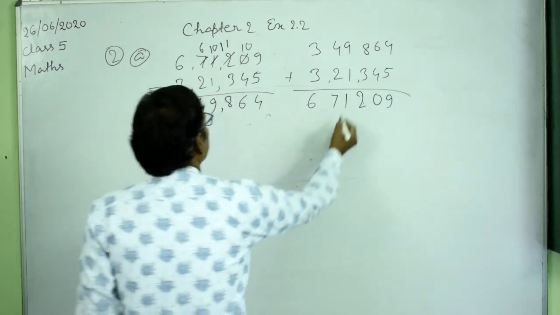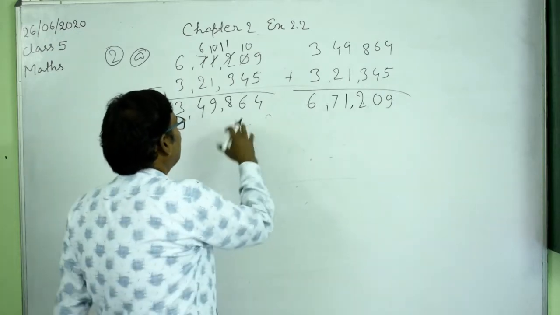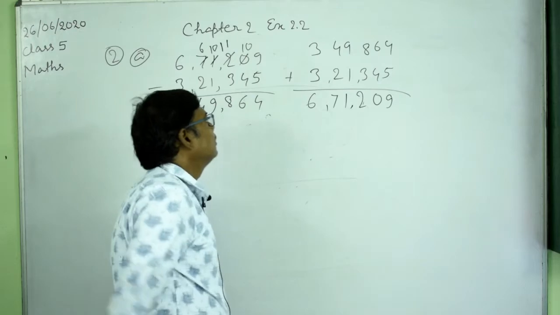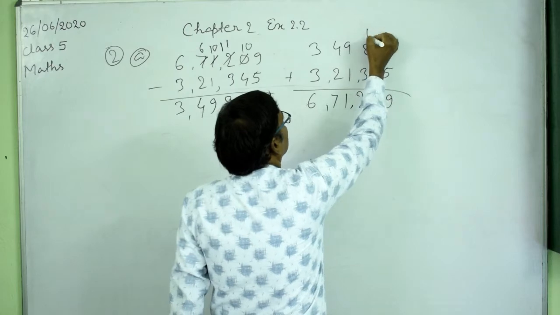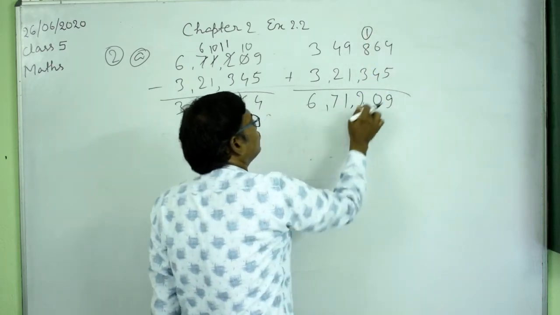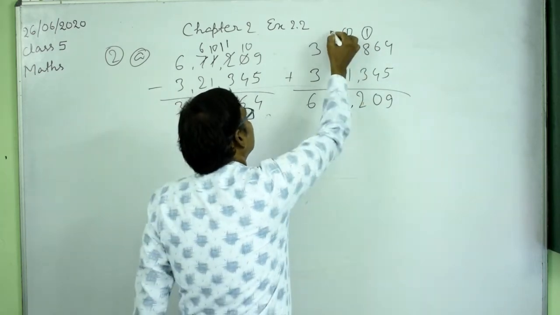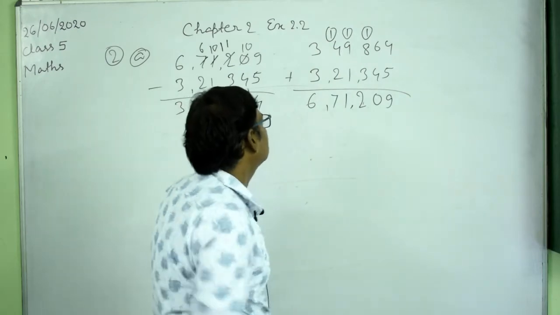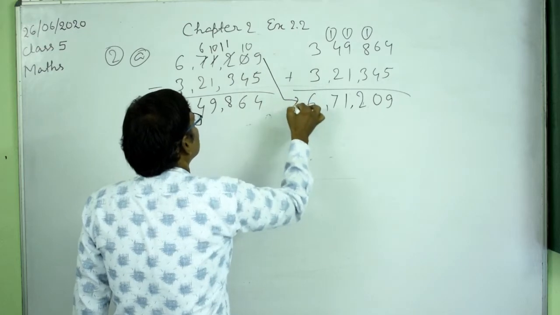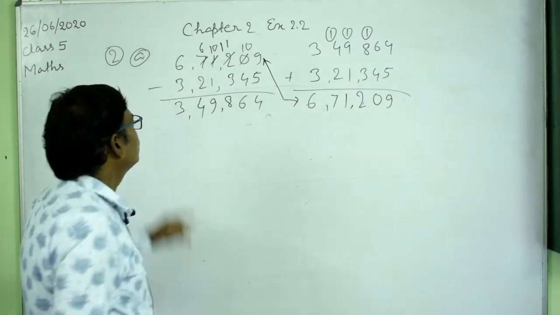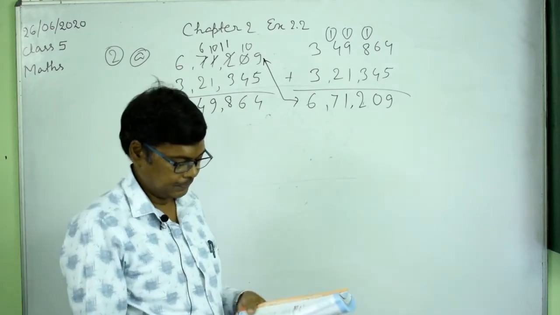Now see, here we have got the same answer, that is 6,71,209. When you add this answer to this number, we will get the same number. 5 plus 4 is 9, and 6 plus 4 is 10, carry 1, so 8 plus 1 is 9, 9 plus 3 is 12, again carry 1, so 9 plus 1 is 10, plus 1 is 11, and again carry 1, so 4 plus 1 is 5, 5 plus 2 is 7, and 3 plus 3 is 6. See that this and this are the same. So this answer is correct. This is how you will check the answer.